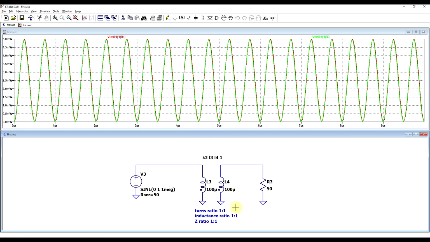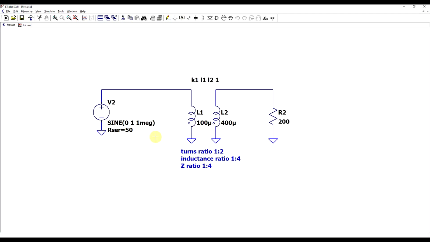Now, the transformer that I used has a 1-to-1 turns ratio, 1-to-1 inductance ratio, and therefore a 1-to-1 impedance ratio. So I matched the 50 ohms of the signal source to the 50 ohms of the load. And just to keep things simple, I kept the transformer with an ideal coupling factor of 1. Now of course we can try out a more interesting example. So what I have here is the same signal source with the 1 volt amplitude and the 50 ohms of series impedance, but the load this time is 200 ohms.